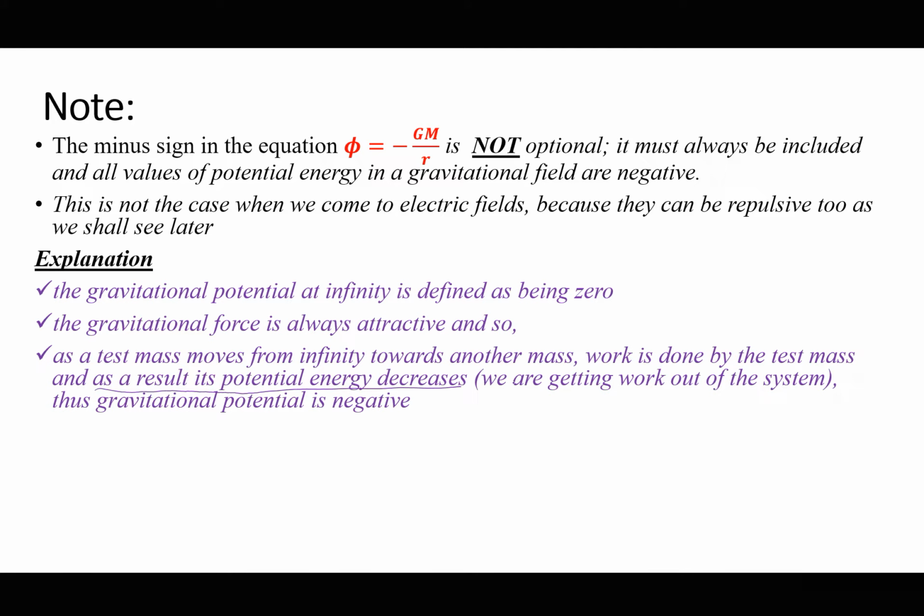When the test mass moves from infinity to a certain point in the gravitational field, it is doing work. If it is doing work, its potential energy is decreasing. When a stone lands on you, it is because it was doing work as it was falling, so it does work on your head if it lands on your head. As a result, the potential energy decreases. That means we are getting work out of the system. And if we are getting work out of the system, yet at infinity it was zero, then the potential it will have will be negative, or less than zero.